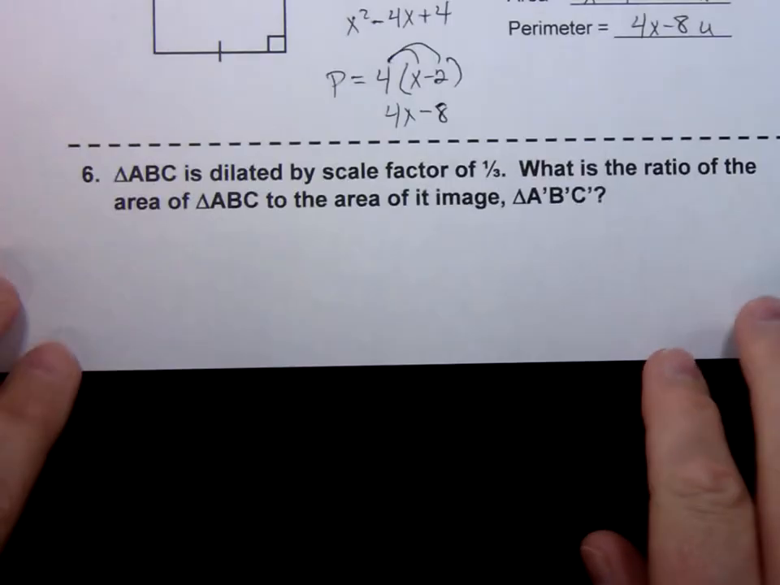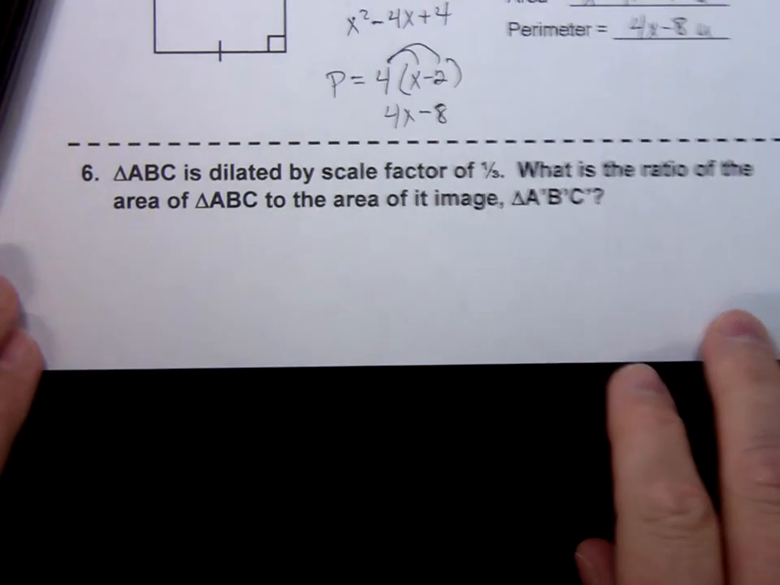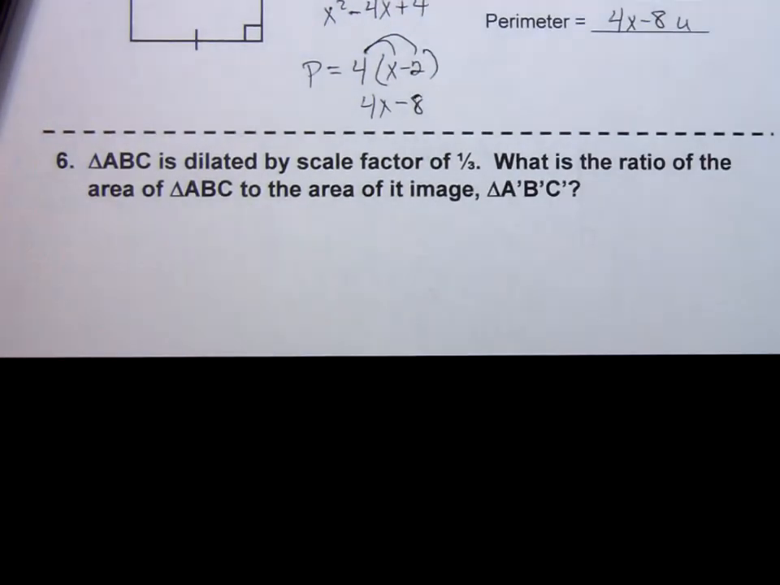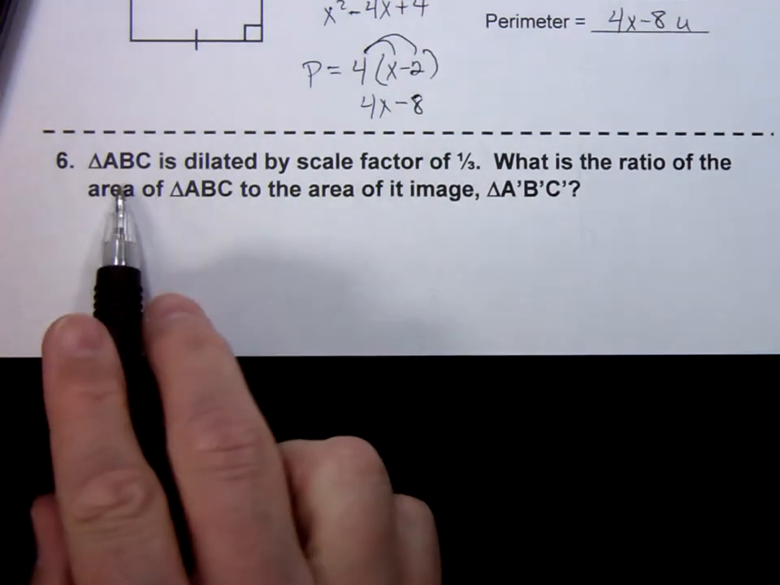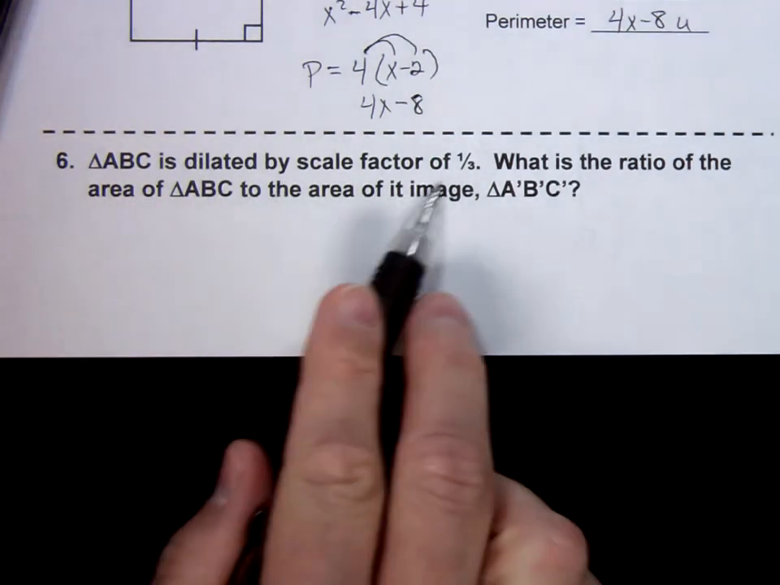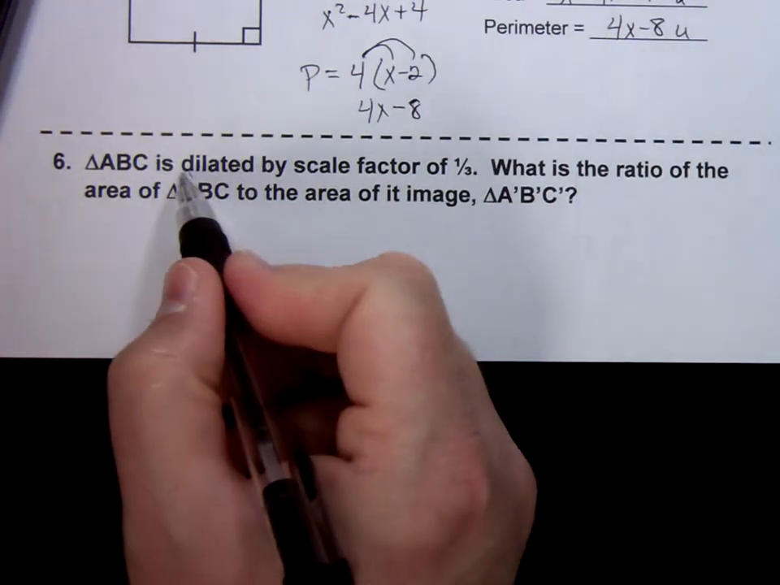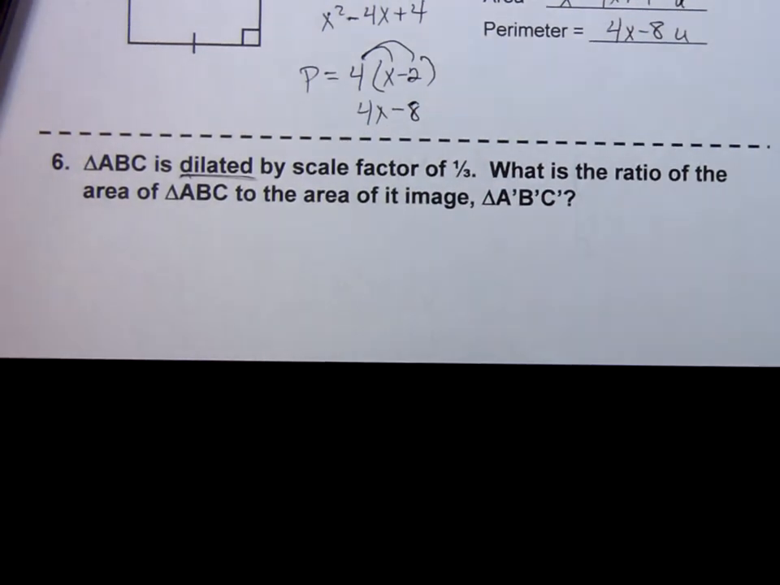Alright, and one other thing. This is a little different from the others. This is dealing with the areas of similar figures and how they compare to each other. It says triangle ABC is dilated by a scale factor of 1/3. Dilated is when you blow something up bigger or shrink it down smaller, but you keep the same shape. So you make it a different size, but you keep the same shape.